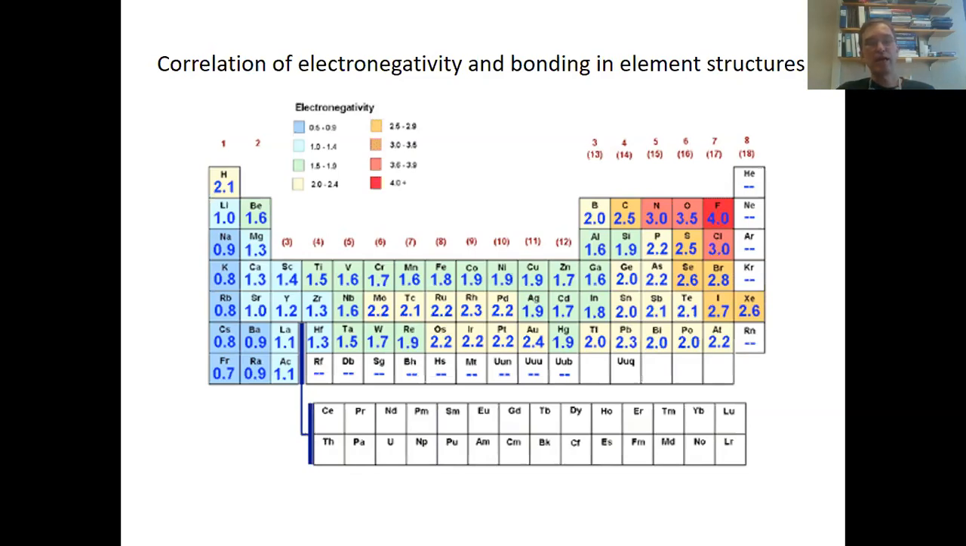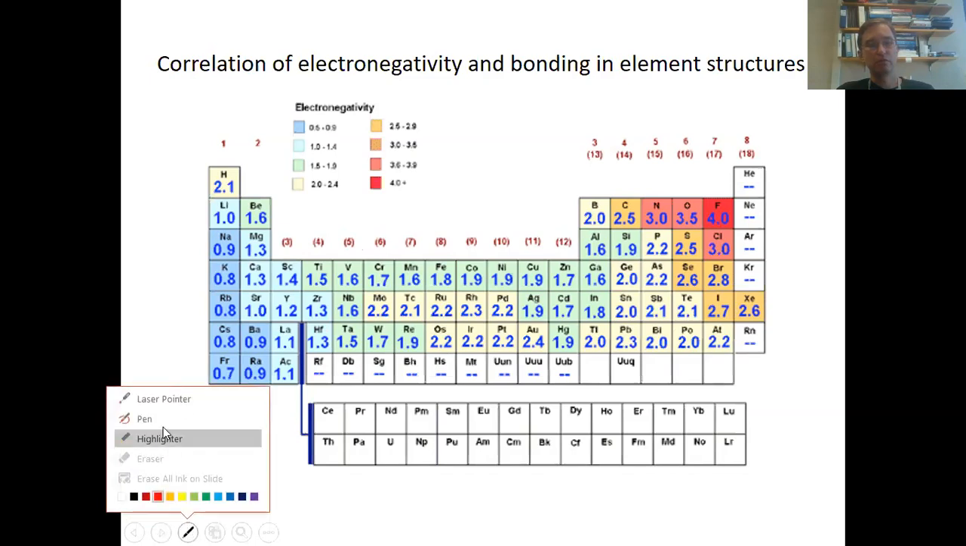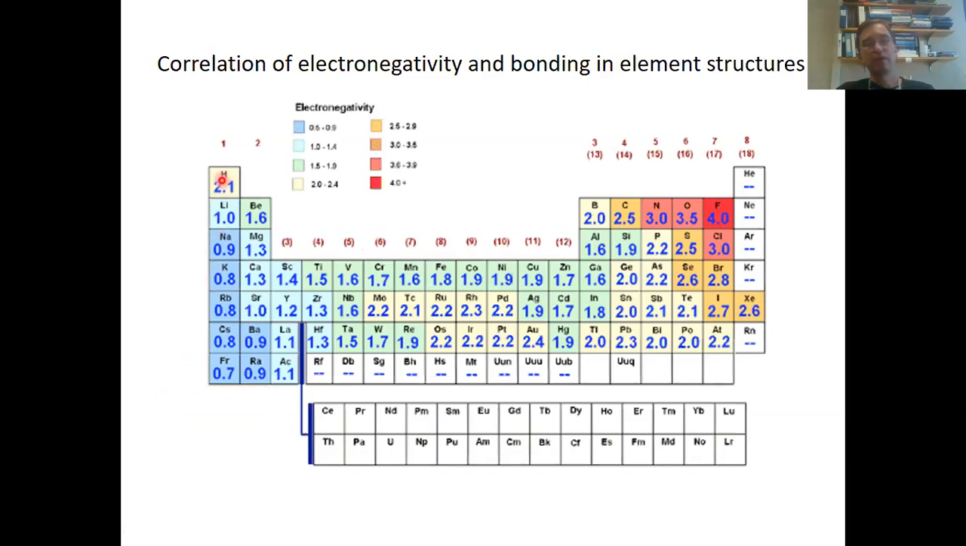Now let us first look at the elements. So you see here again the periodic table with the elements, and you see the respective electronegativity value associated with them. We first have to remember that in the periodic table, the electronegativity increases from the left to the right within a period, and the electronegativity decreases down a group, and that holds true pretty much for all groups.